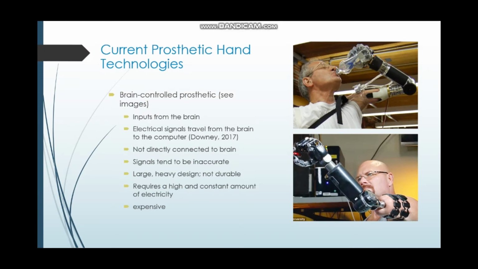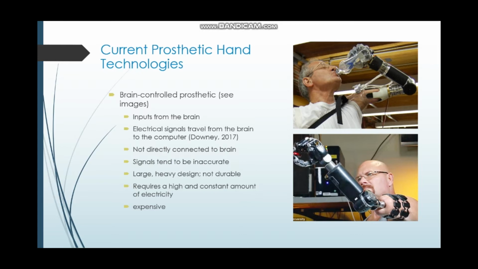Another current prosthetic hand technology is brain-controlled prosthetics, which use inputs from the brain. Electrical signals sent from the brain are read by the computer in the prosthetic, and it will determine the movements to make based off of those.